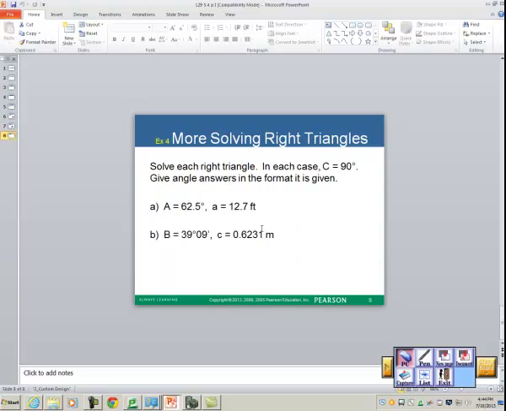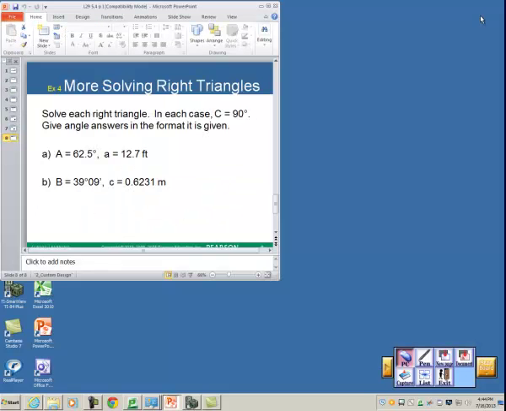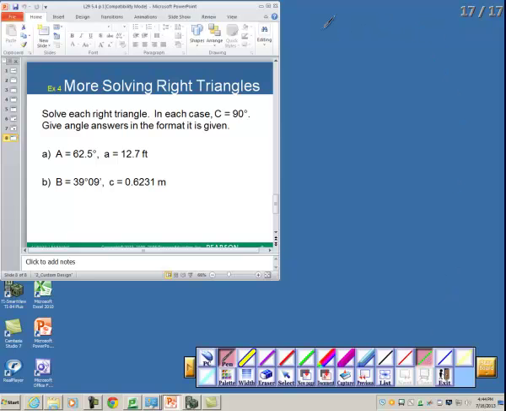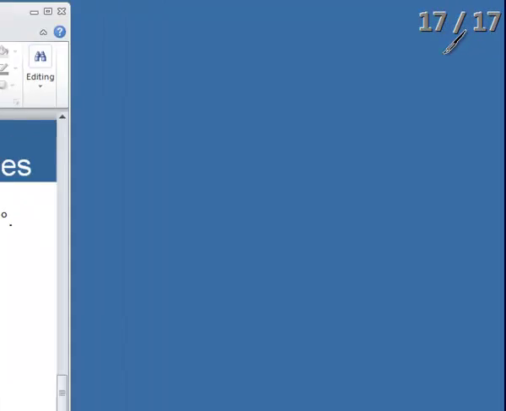We've only got a couple of minutes left. Solve each triangle in each case. The C is the 90 degrees, the right angle. Okay, now here they give you the angle in degrees and minutes. So let's look at B. In this case, they did not draw out the triangle for you. But they did tell you that the right angle is C.